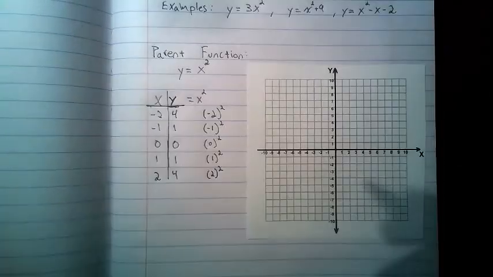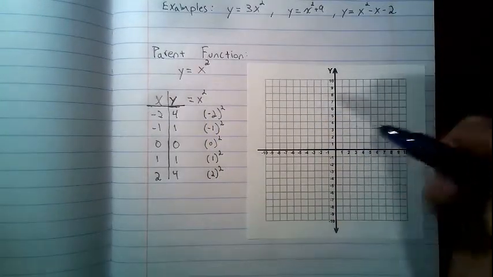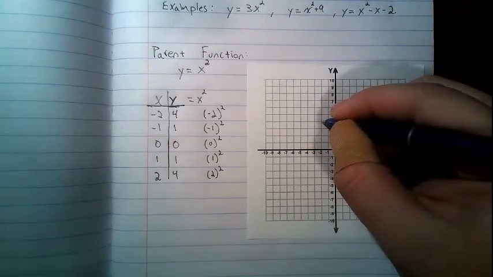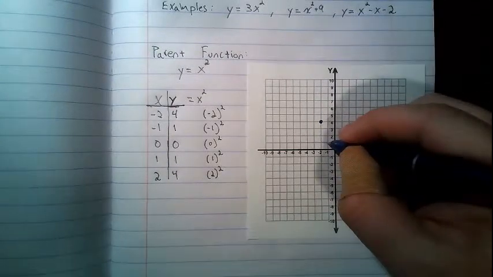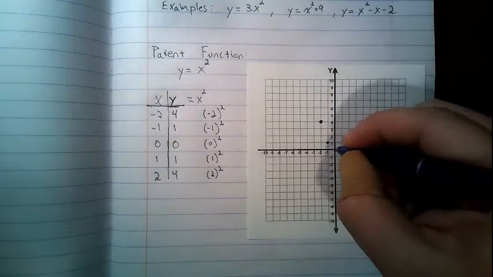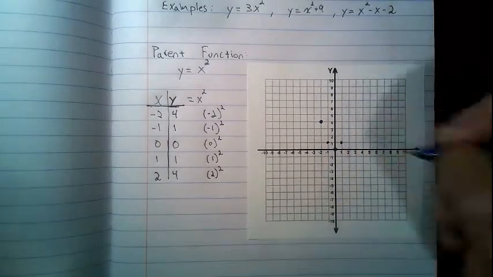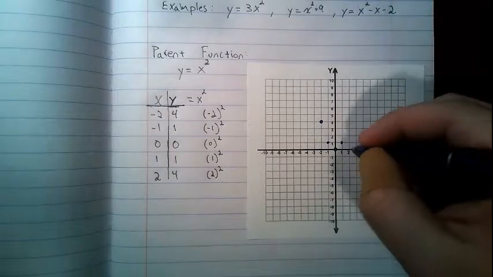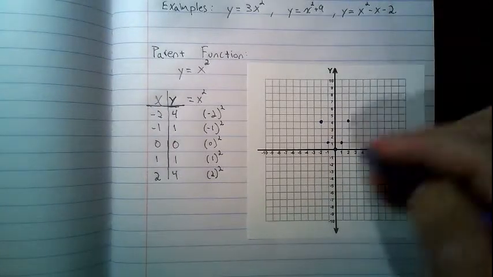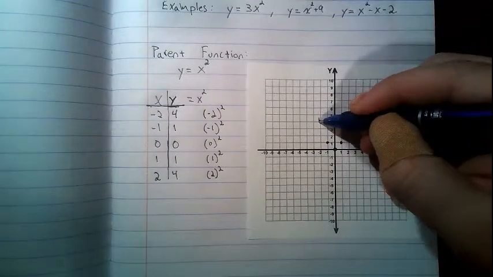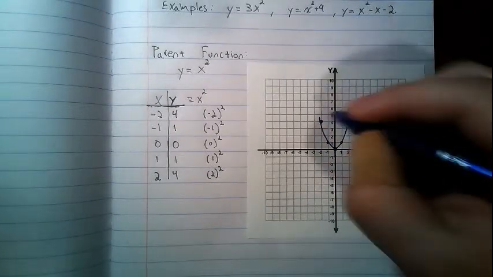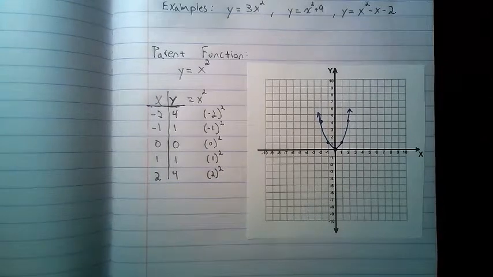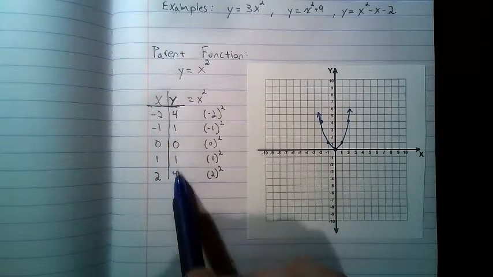And if I plot those points, I'm going to use blue here. I have negative 2 up to 4, which is there. Negative 1 up to 1, 0, 0. And then I have positive 1 up to 1, and positive 2 up to 4. So look what happened in this graph. It goes down and then up. If we were to list out all these numbers, this one goes 4, 1, 0, 1, 4.